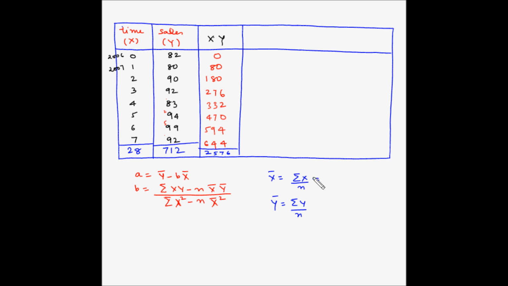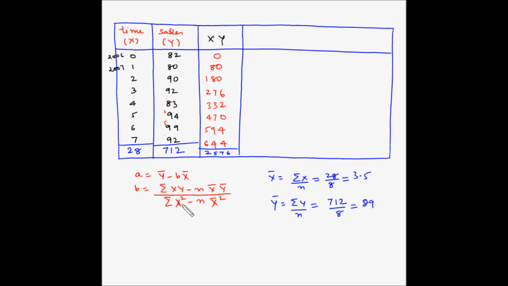So sigma x is 28 divided by n, which is 8. N is 8 including 0 because there are a total of 8 data points. So this is equal to 3.5. Sigma y is 712 divided by 8. So this is equal to 89. So in this formula we now have the values of x bar and y bar.